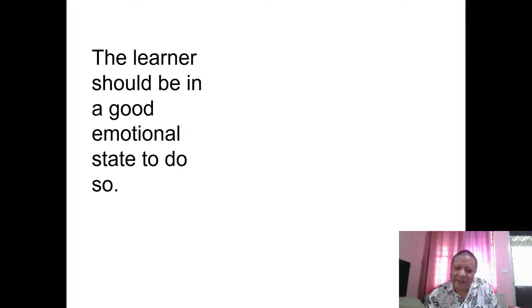Class, what is this part here? The learner should be in a good emotional state to do so. That is the affective filter hypothesis. That the learner should be in a good emotional state relates to Stephen Krashen's affective filter hypothesis. If the affective filter is up, meaning the language learner is bothered, he or she will not be able to process the input because he or she is bothered. What is needed is that the affective filter should be down, meaning the learner is in a good emotional state.